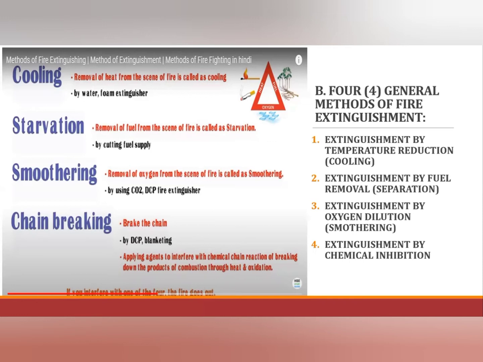The next method is extinguishment by oxygen dilution. It is smothering. When we say smothering, it is the removal of oxygen from the scene of fire. It can be done if you use carbon dioxide or a fire extinguisher that is appropriate for smothering. Smothering is the reduction of oxygen concentration at the burning area.